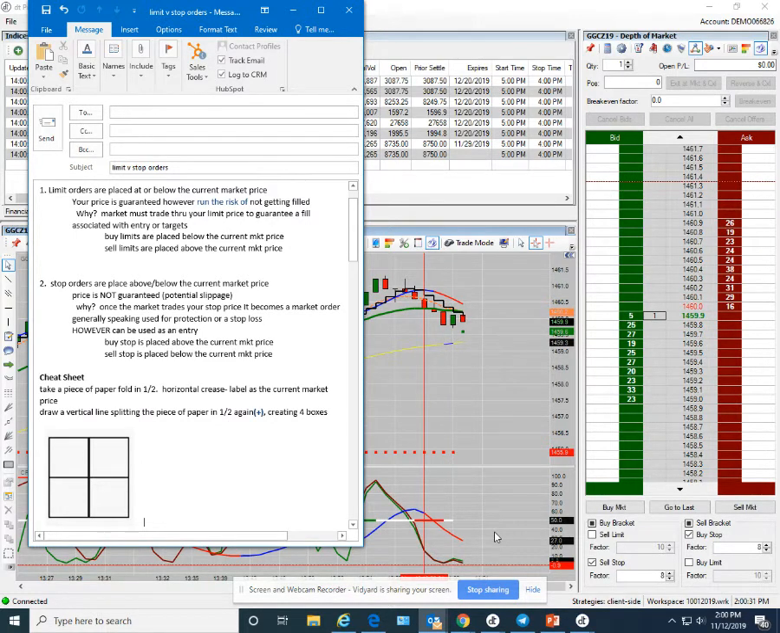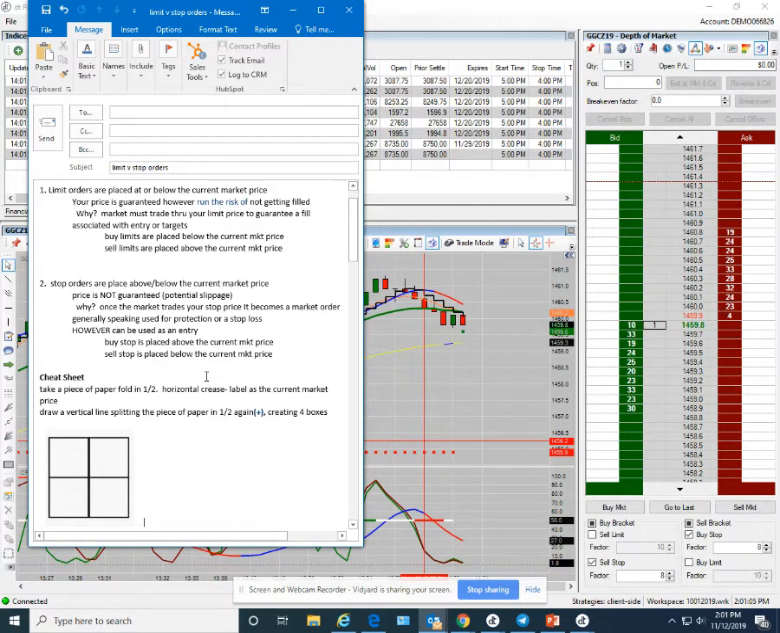Well, that's a good strategy. You can buy it above the current market price or sell it below the current market price when it breaks out of those two congestion levels. So again, stop placements are generally used to protect losses or to stop losses, but they also can be used as entries.